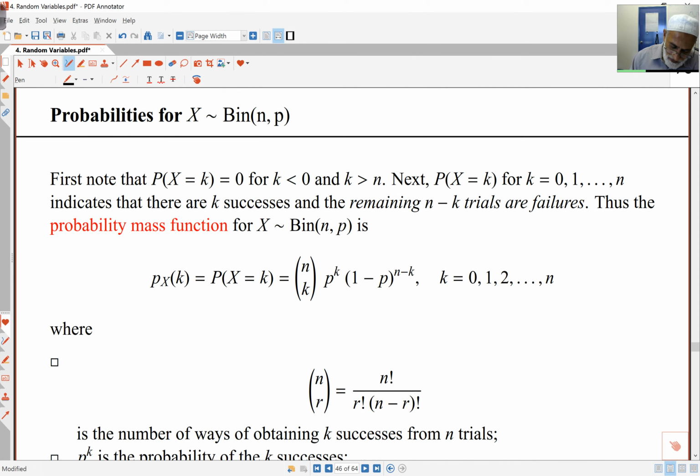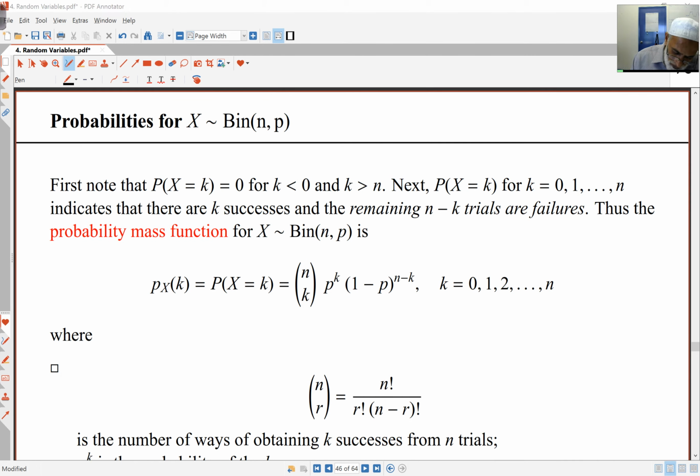So probabilities for the binomial distribution are going to be, first of all, probability X equals k is 0 for negative values of k. There's nothing here. k must be bigger than or equal to 0. And I can't get more than n successes out of n trials. So probability of X equals k, where k is bigger than n, will be 0. So if I want k successes, k will be 0, 1 up till n. And then the remaining n minus k must be failures.